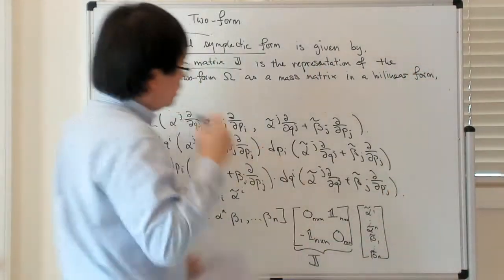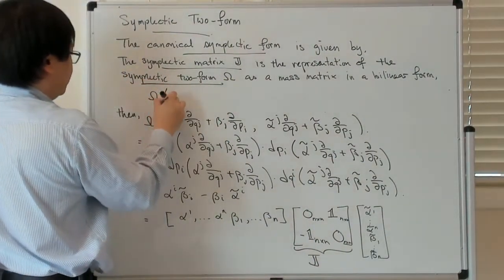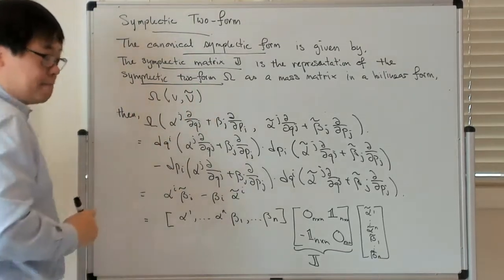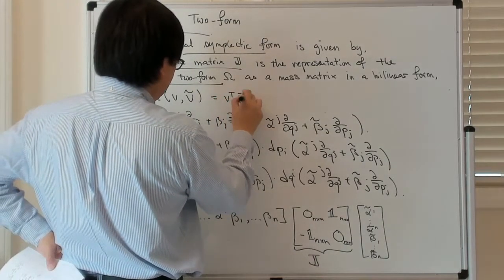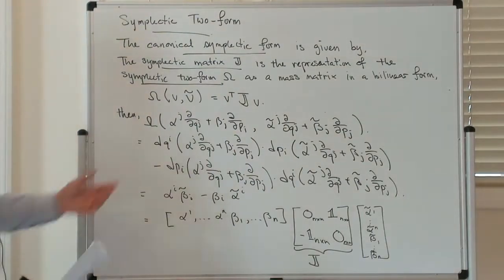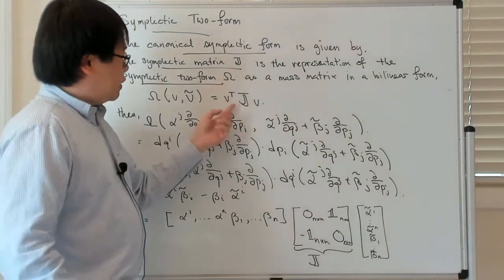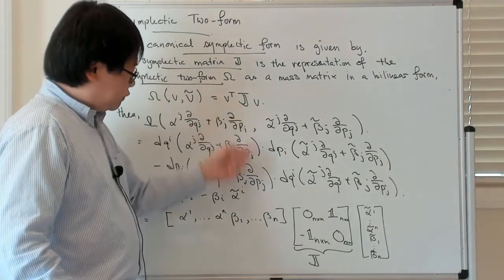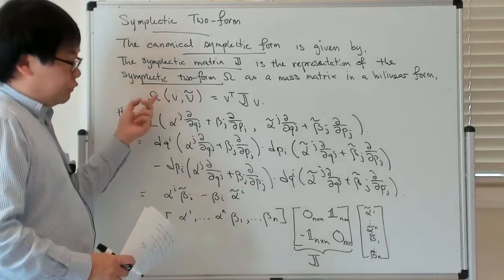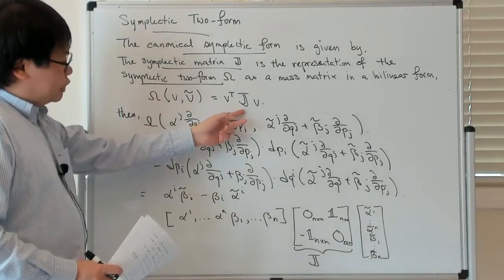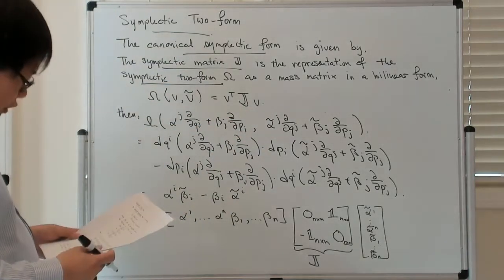So what does that mean? That means when you take the symplectic form omega, and you pair it with two vectors, let's say v and v tilde, this is equal to v transpose J v tilde. Okay, so on the one hand you have this two form or two differential form, and on the other hand you have this quadratic form in terms of a matrix J. Okay, so in any case, you encode the action of this two form on arbitrary vectors in terms of this J matrix in this sort of quadratic form or bilinear form representation.